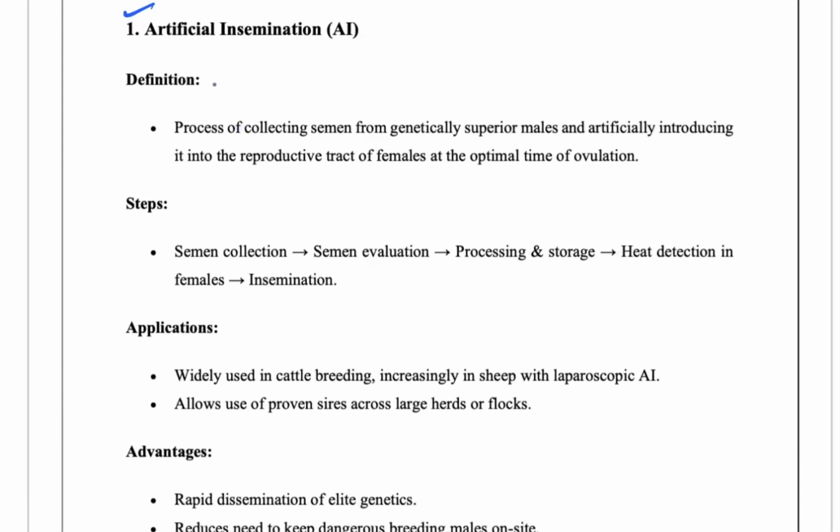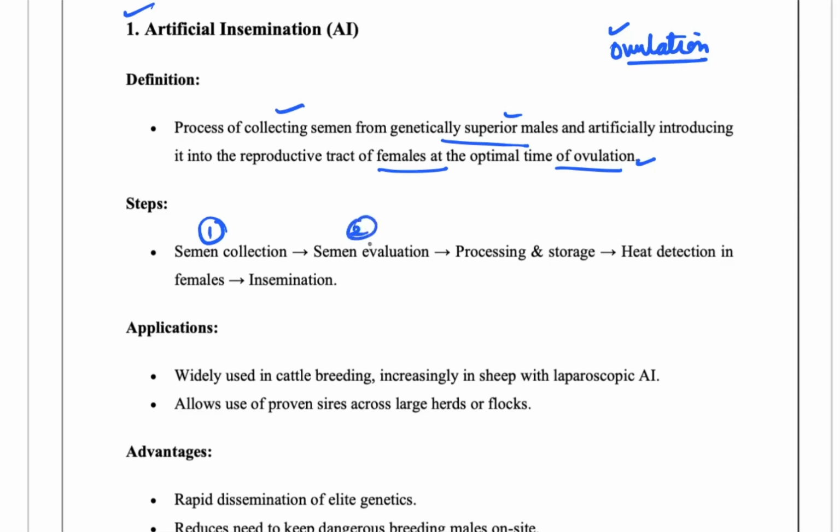In this, we collect the semen from the genetically superior male and artificially introduce it into the reproductive tract of the female at the optimal time of ovulation. This is very important. When the female is ovulating, only then is this going to be effective, right? So ovulation time is recorded. So the steps are: number one, semen collection from the genetically superior male.